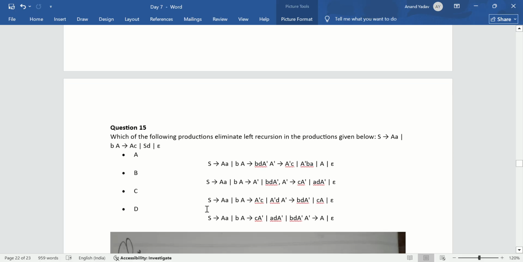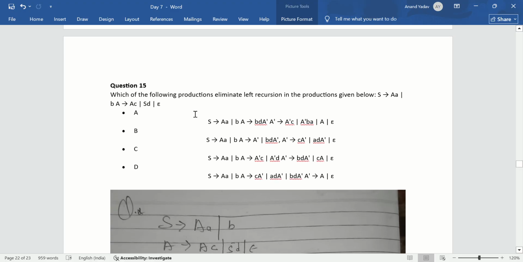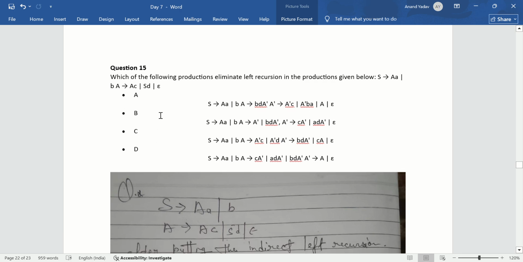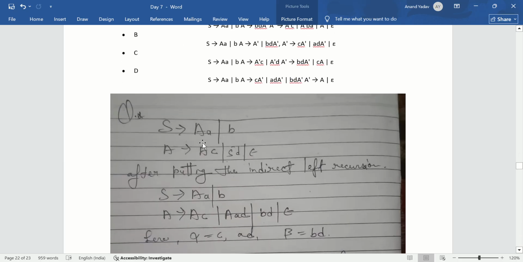Now next one is question 15. Which of the following productions eliminates left recursion in the production given below? Productions S goes to A a and b. To remove the left recursion, since this A goes on the left side of the production, it asks us to remove this left recursion. So these are the grammar. I will solve this question in this way.